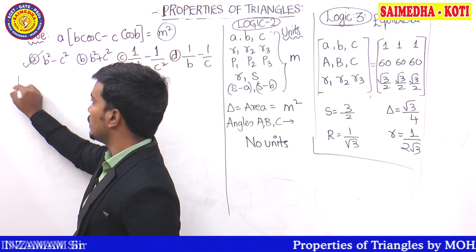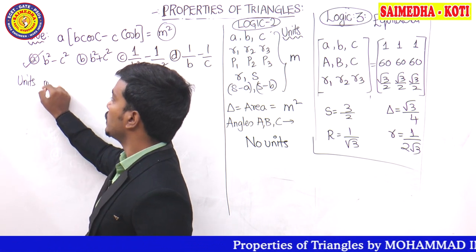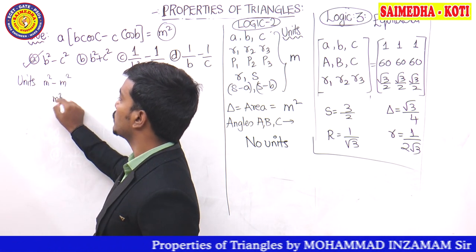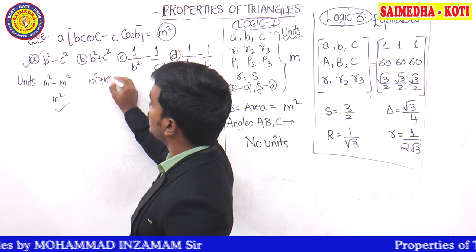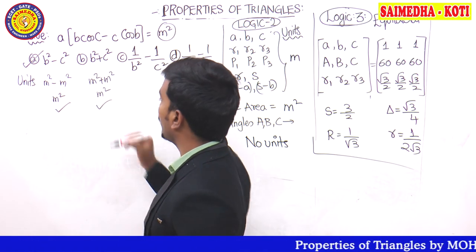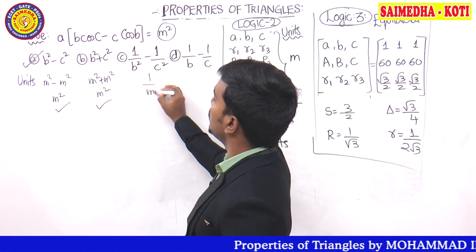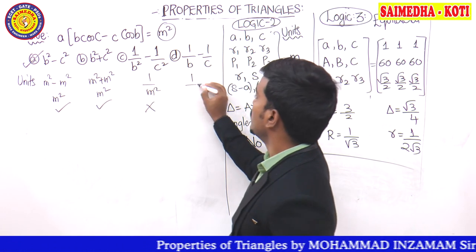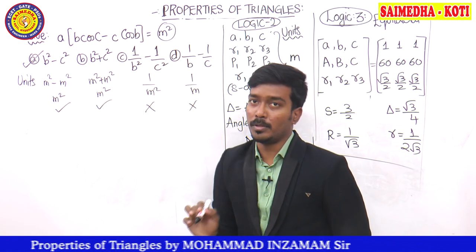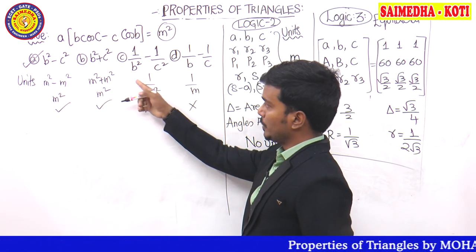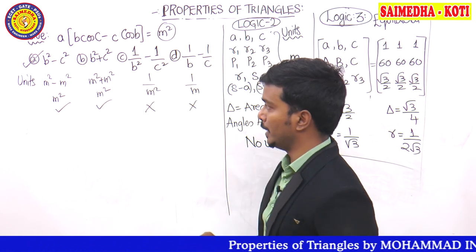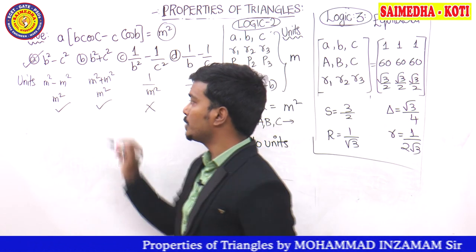So option A, let's check these units, guys. Meter square minus meter square is meter square, so maybe this is the correct answer. Meter square plus meter square is also meter square, so this may also be the correct answer. This is 1 by meter square, so this cannot be the correct answer. This is 1 by meter, so this also cannot be the correct answer. So by means of unit logic, guys, option C and option D both got eliminated. The answer must be in option A or option B itself.